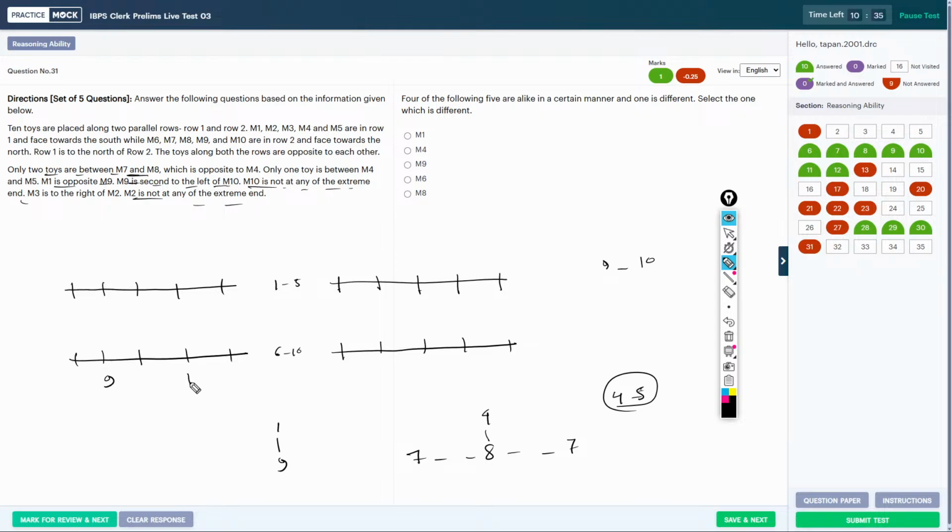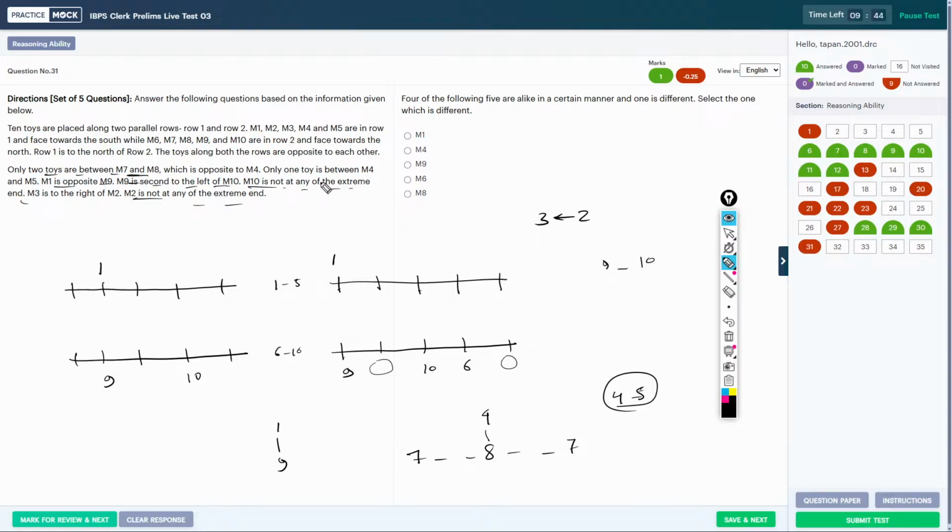That means 9 can be here, 10 here, or 9 can be here, 10 here. In that scenario, 1 here, 1 here. Now I got two blank spaces. 8 and 9, not possible here anyway. So in this scenario, this and this, 8 and 7. So the another one will be 6 here, two toys between, one toy between 4 and 5. M3 is to the right of 2, this side.